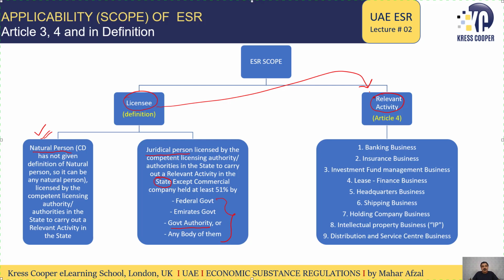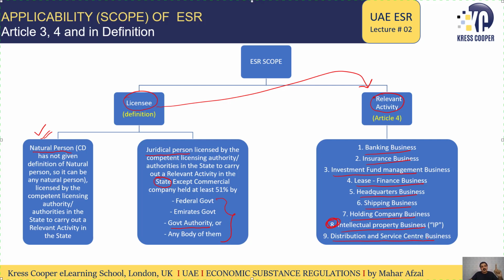What is this relevant activity? Means all activities are not falling within the definition of this cabinet decision. Only these relevant activities are coming in the definition of this cabinet decision. These are 9 relevant activities: banking business, insurance business, investment fund management, lease finance business, headquarters business, shipping business, holding company business, intellectual property business, most risky area, distribution and service center business. These are the 9 activities.